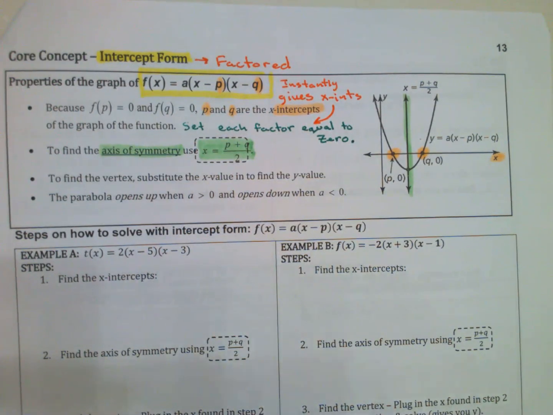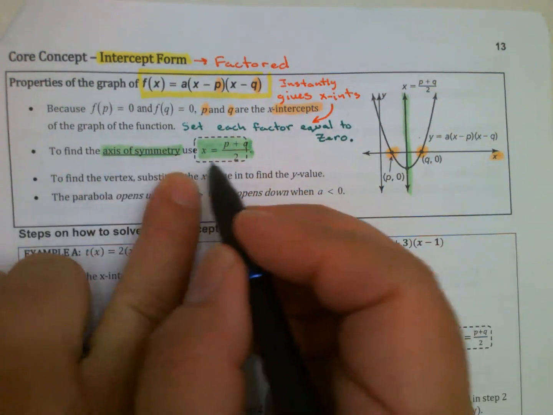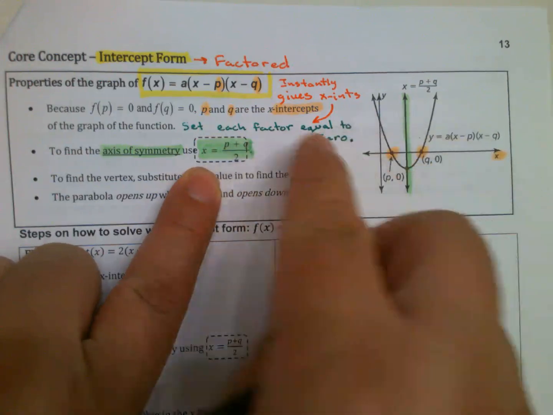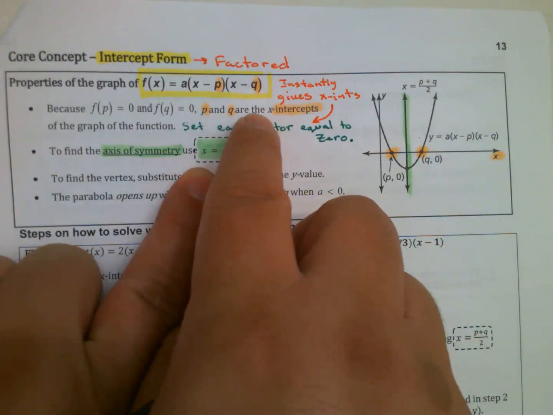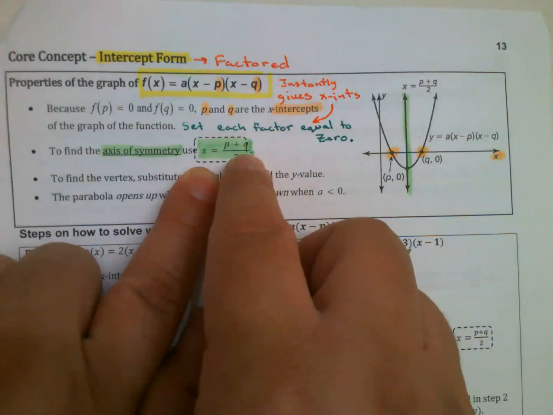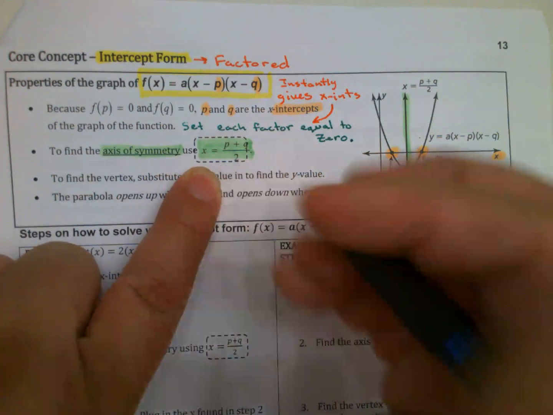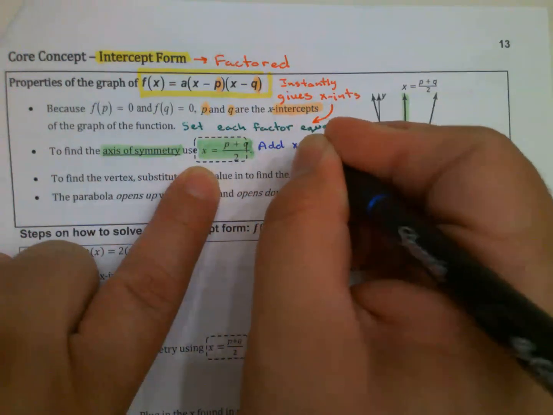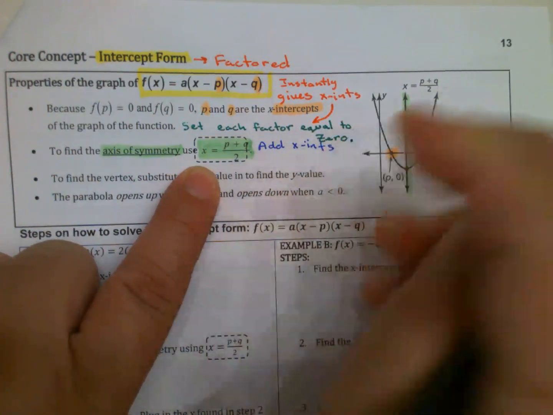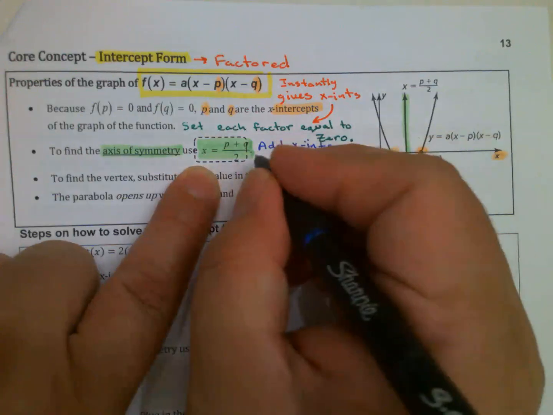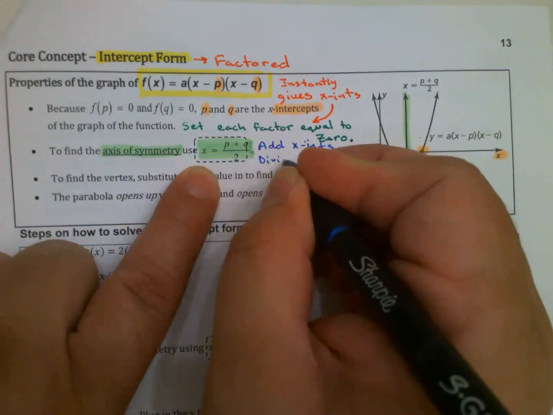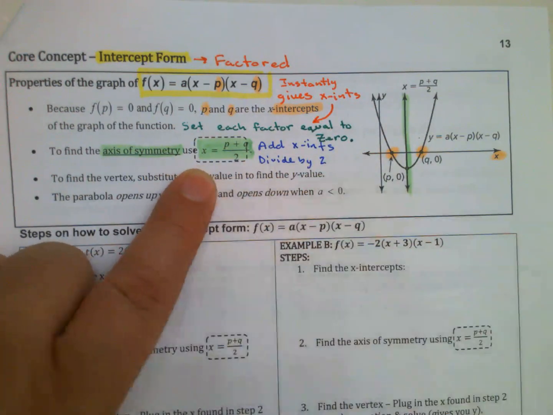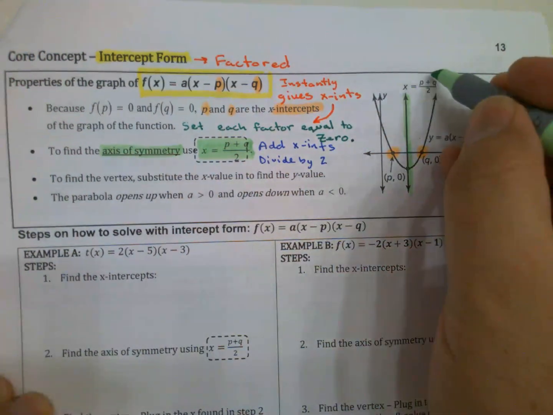So just like last time, the axis of symmetry in standard form had its own formula. Well, this one does too. And if you're wondering, what do they mean by p and q? Remember, that's why you instantly found the x-intercepts, so that you can find the axis of symmetry. So all you're going to do here is add your x-intercepts, and then you're going to divide by 2. That's basically what we're being told here. But you see that formula is right here in the picture as well.